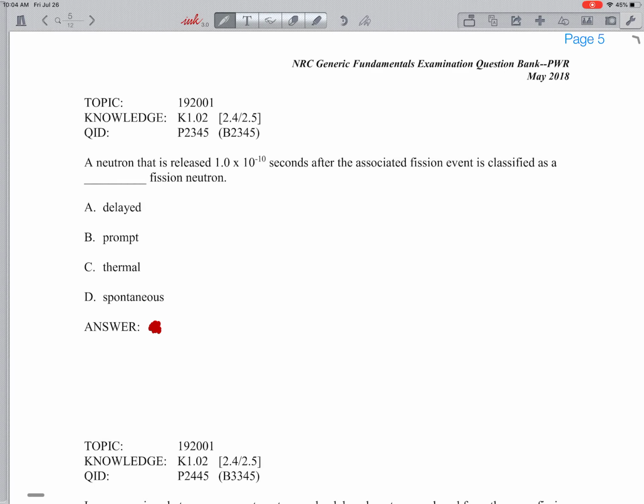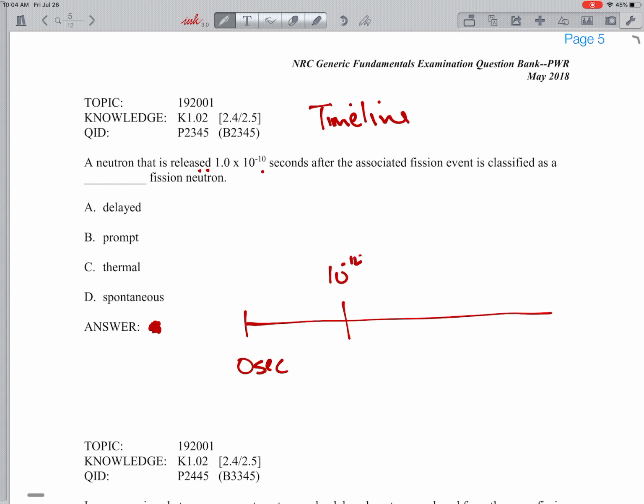Okay, moving on. A neutron that is released 1 times 10 to the minus 10 seconds after the associated fission event is classified as a blank, right? So this will be a timeline. And I would recommend, since there's money riding on this test, that you just do this timeline, right? 10 to the minus 14 seconds. Then there's 10 to the minus 10 seconds. And then there's 10 to the 0 seconds, which is 1 second. So a neutron that is released 10 to the minus 10 seconds, so we're right here.